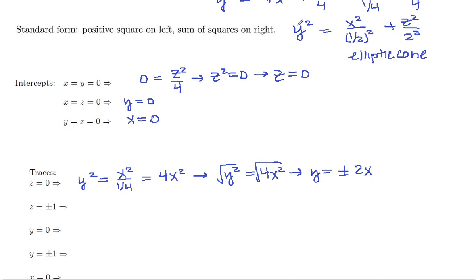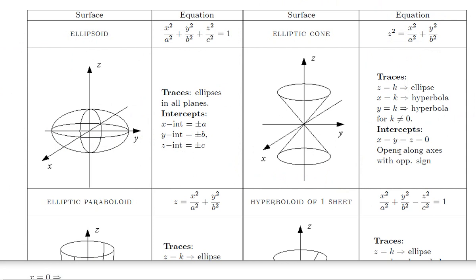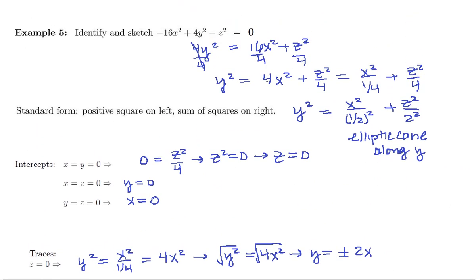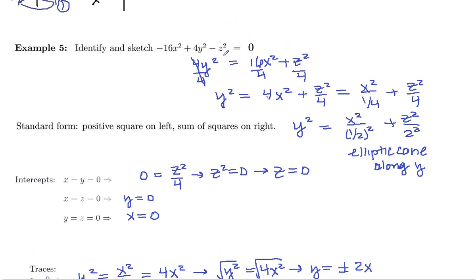Oh, in this cone, the y squared is positive, so it's going to be an elliptic cone, and it's going to be along the y-axis. Right, because it opens along the axis with the opposite sign. So if we go back up here, the opposite sign is the y.